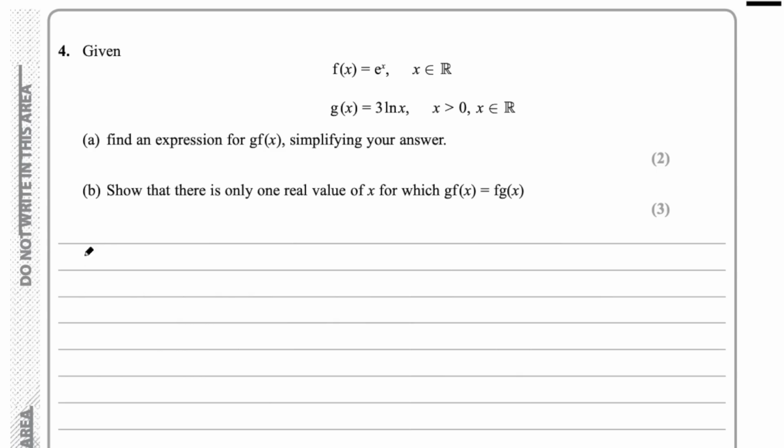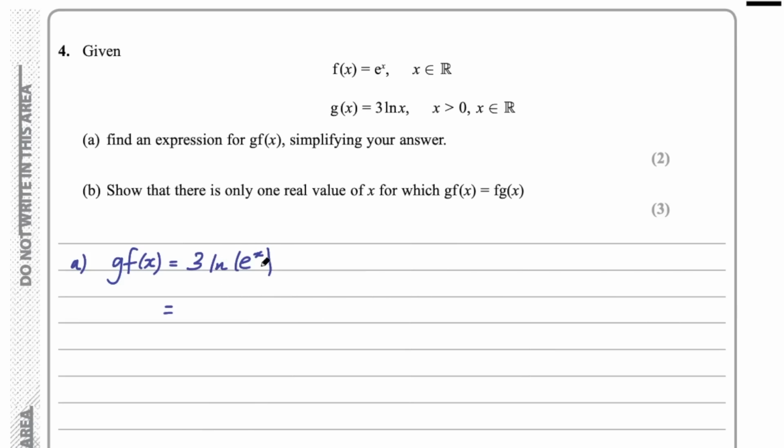So this is a composite function, and for part A we can write this as g f of x equals, we need to put this function for f inside the function for g. So g is 3 natural log, and when we get that x we need to put in e to the x. And all we need to do here is to evaluate this expression.